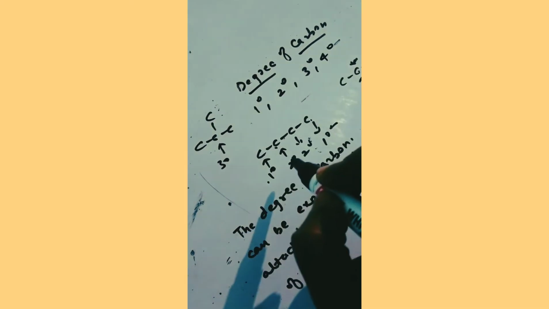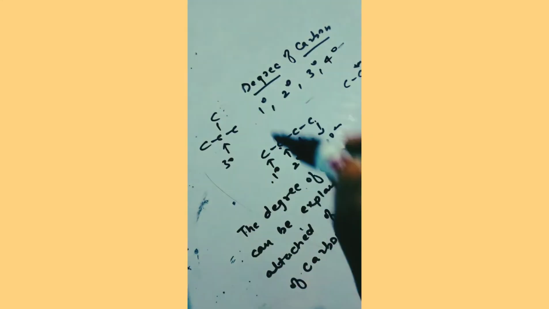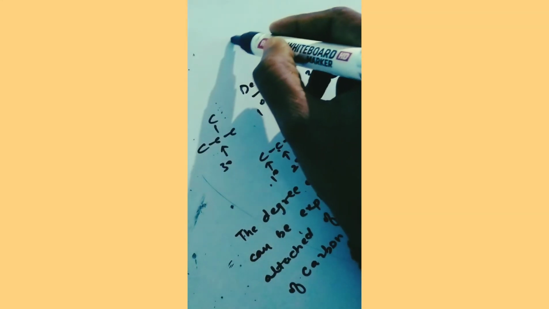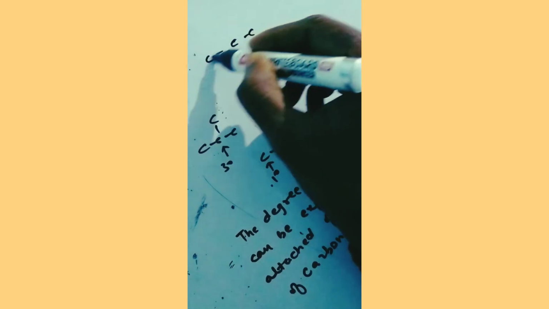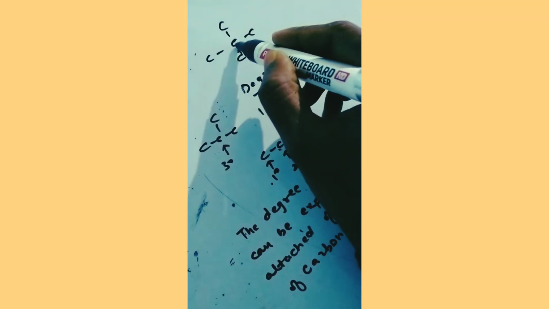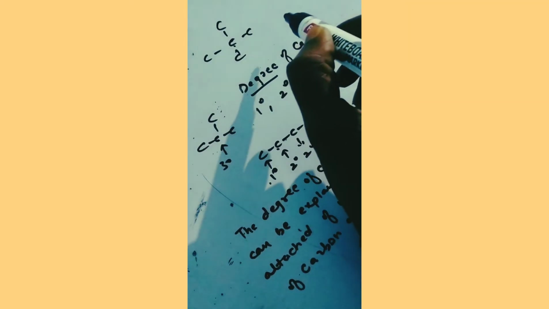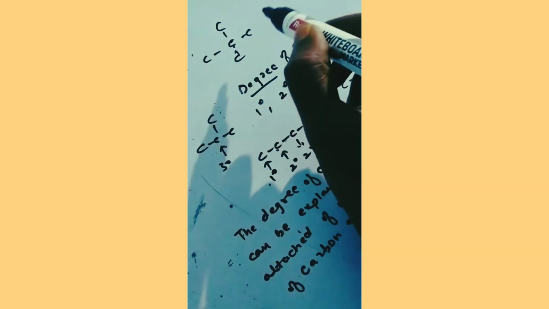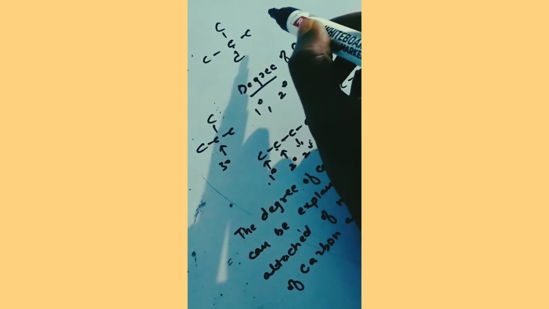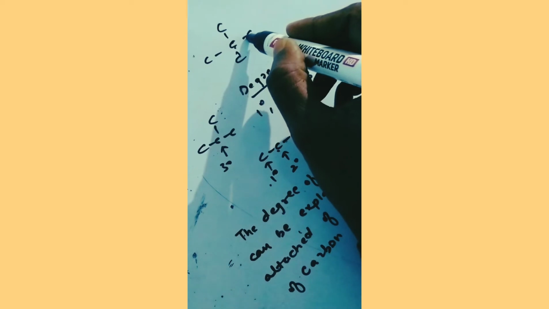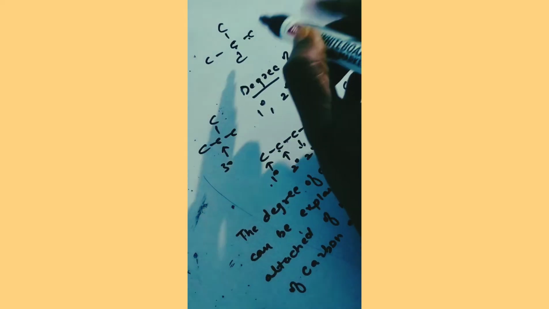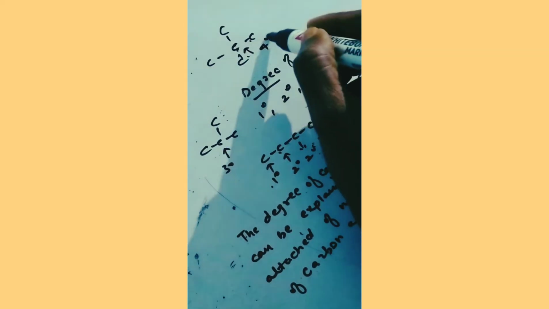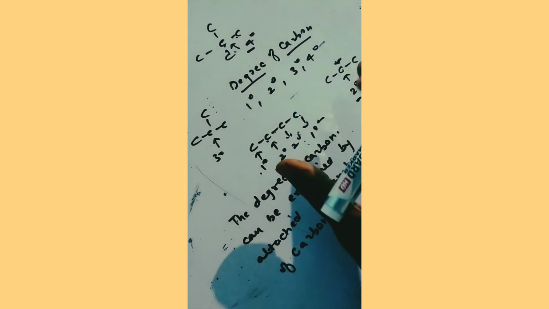Okay, so it is the simple structure, and here 4 degree of carbon is also seen. Suppose that this carbon is attached to 4 carbons, since carbon has 4 valency, so maximum the carbon will attach to 4 atoms. So this carbon is attached to 4 carbons, so the degree of this carbon will be 4. Okay, so it is the simple explanation of degree of carbon.